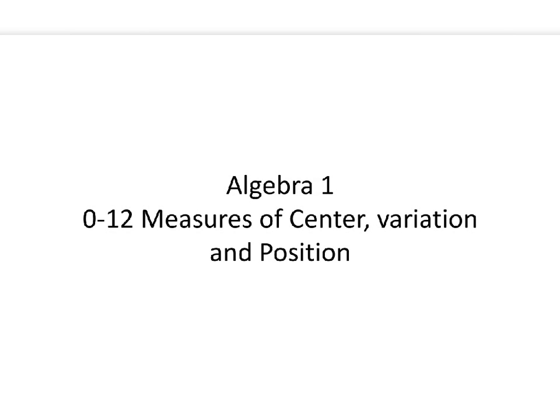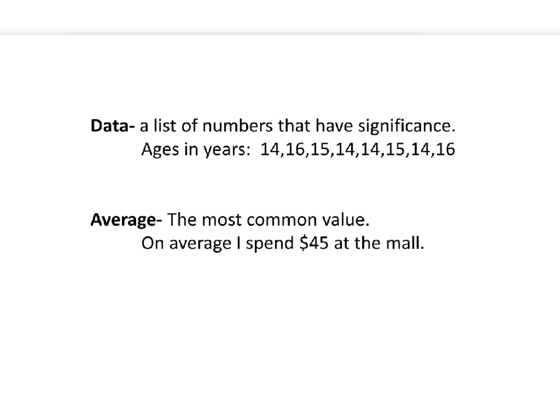Let's go ahead and look at how to measure center from a data set and how to see variation. So first you need to understand what is data. Data is just a list of numbers that have some significance. It can be like this example. You have ages in years, and we have all these ages for different people. This is just a list of numbers, and that's a piece of data, or we say data set.